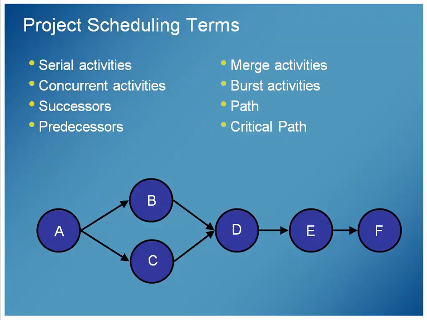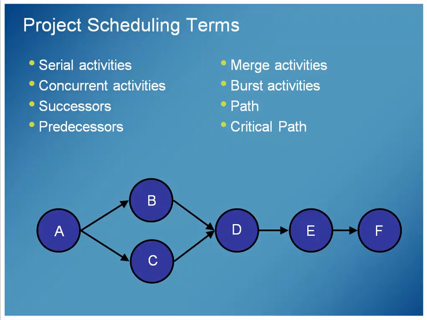Merge activities are where things join. D is a merge activity because B and C are merging into D. A burst activity is an activity that branches into more than one. So A is a burst activity because A has 2 successors. A path is following the arrows. So a path would either involve B or C, but not both. So it could be A, B, D, E, F, or it could be A, C, D, E, F going through the top or through the bottom, but a path does not include both B and C in this case.